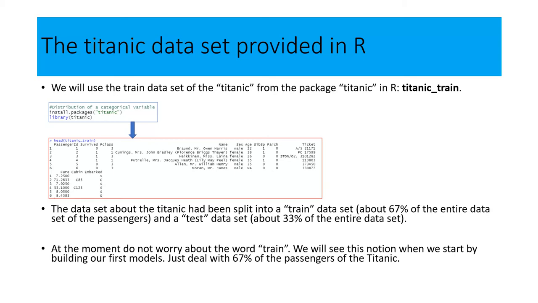We are using the Titanic train data set. At the moment, do not worry about the word train. We will see this notion when we start building our first model. Usually we build a model on a train data set, and we test our model to predict, for example, the survival on the Titanic, based on the features in the test data set. This train data set of the Titanic data set is in the Titanic package in R, and all the code is here. It only contains 67% of all the passengers' information of the Titanic. It's not the whole data set.